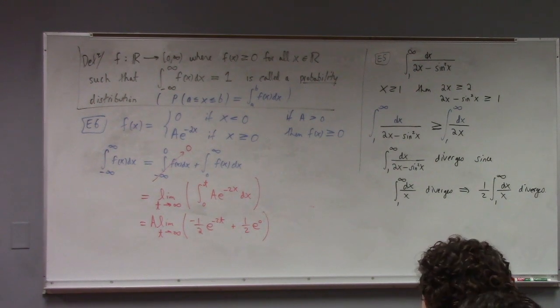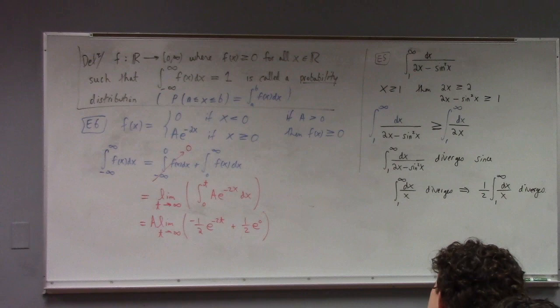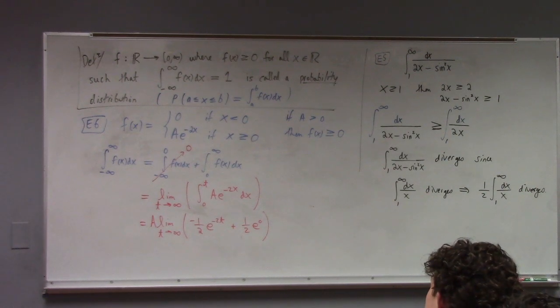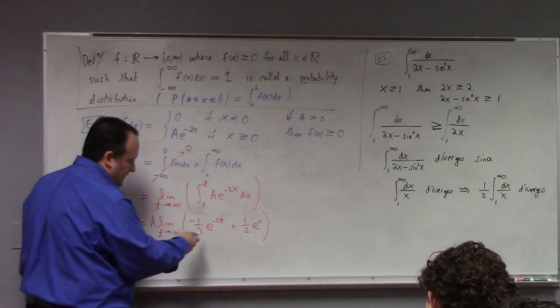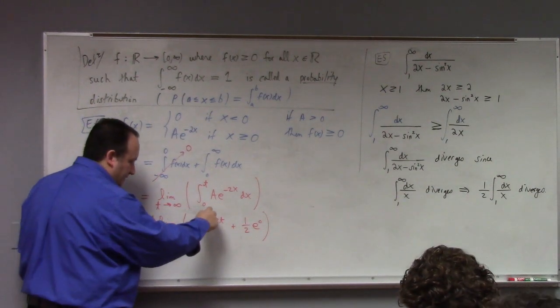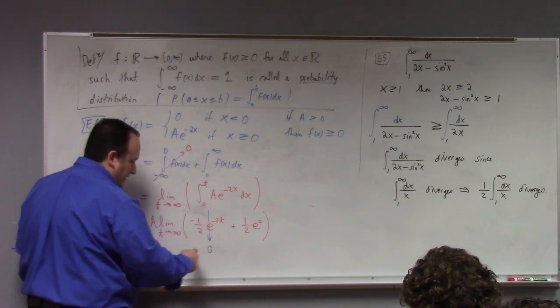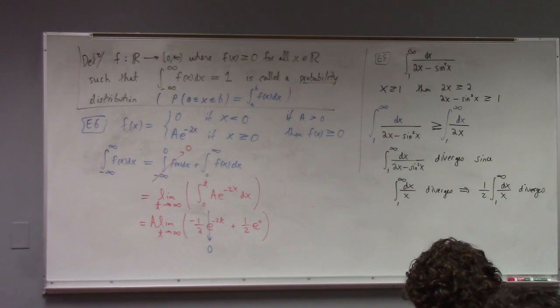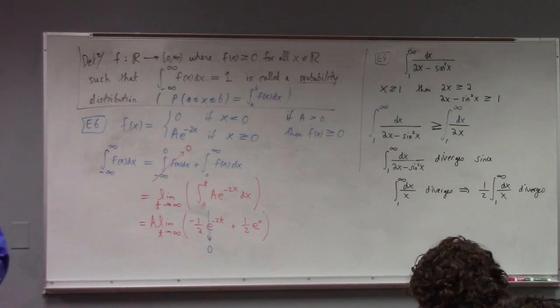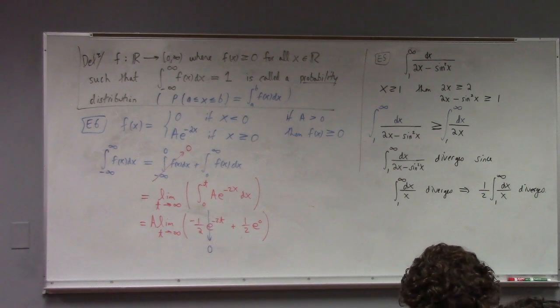U substitution divides by minus 2, right? Make a u equals minus 2x substitution there. And so, well, as t goes to infinity, this piece drops out to 0, right? And what else? What do we get?